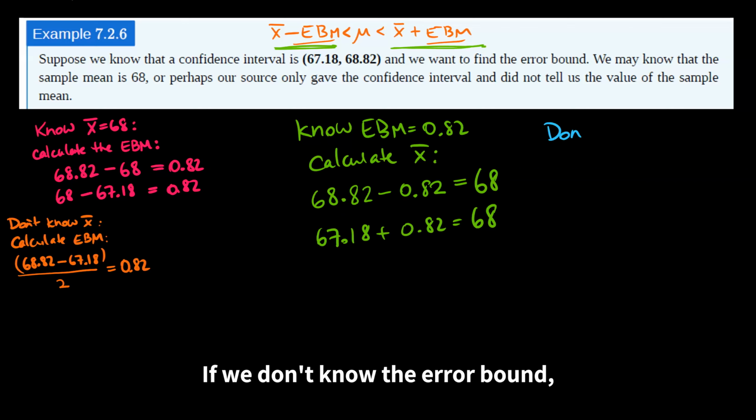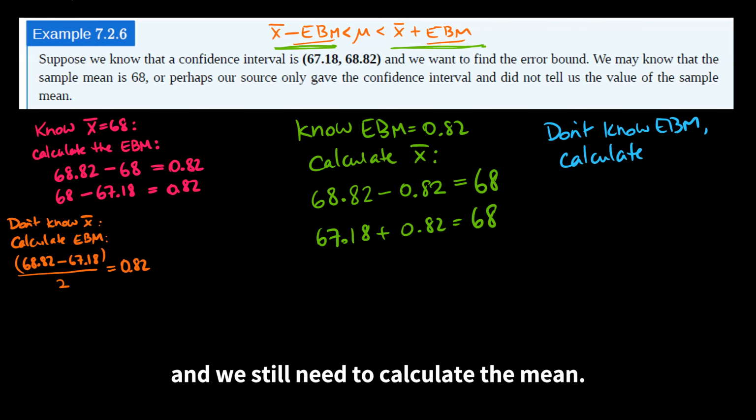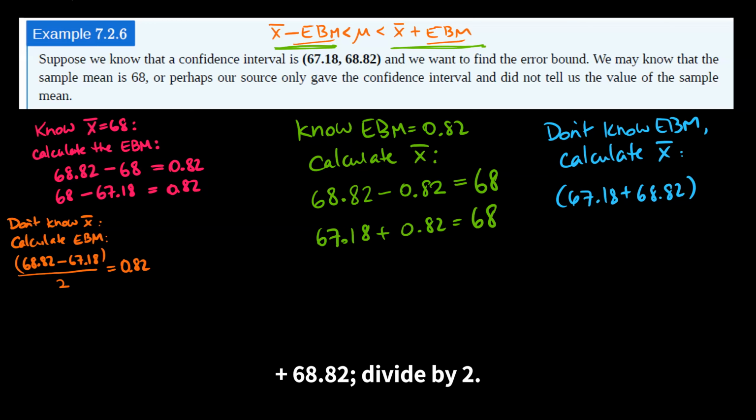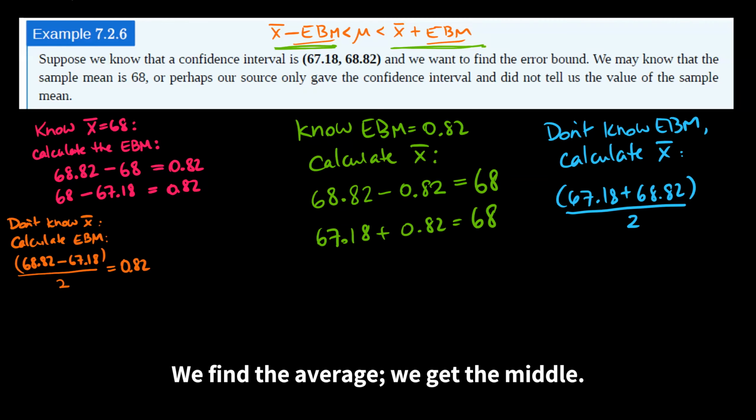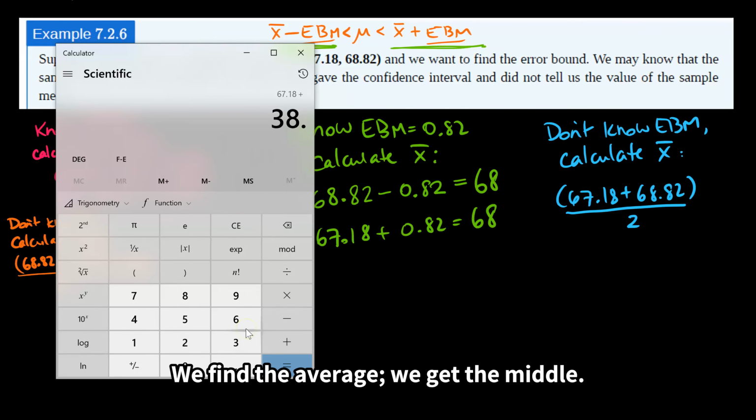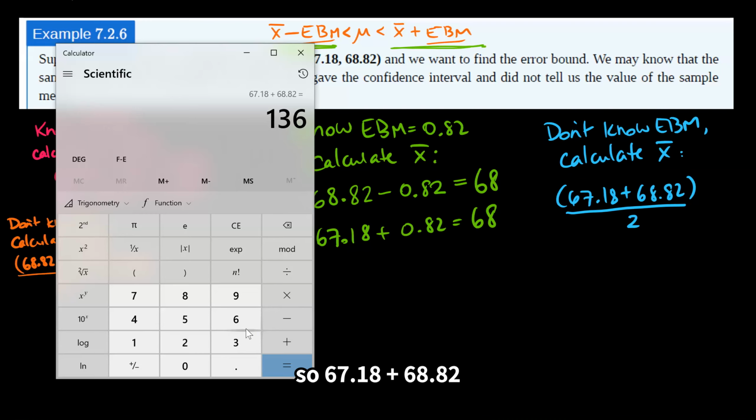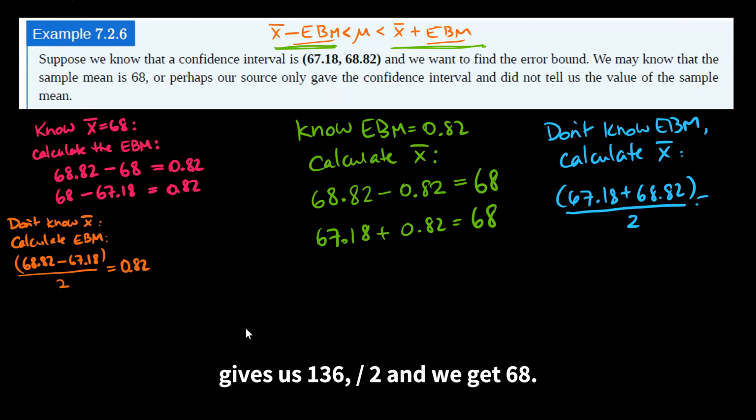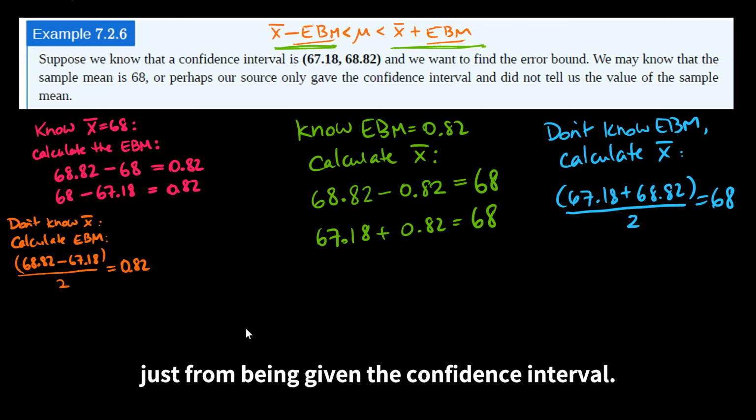If we don't know the error bound, and we still need to calculate the mean, it sits in the middle, so we are going to average the values of the interval. 67.18 plus 68.82, divide by 2. We find the average, we get the middle. So 67.18 plus 68.82 gives us 136. Divide by 2, and we get 68. So we can recover the mean and the error bound just from being given the confidence interval.